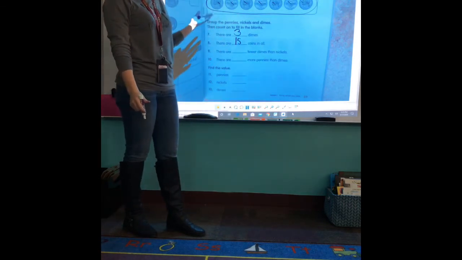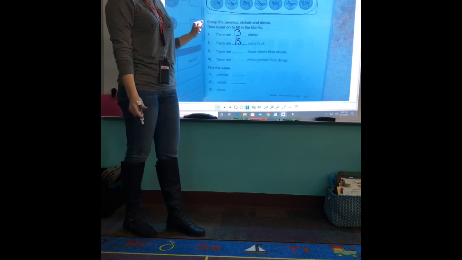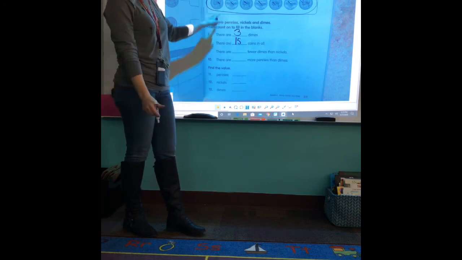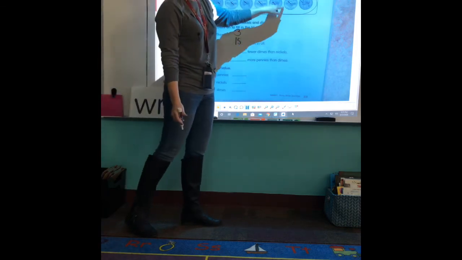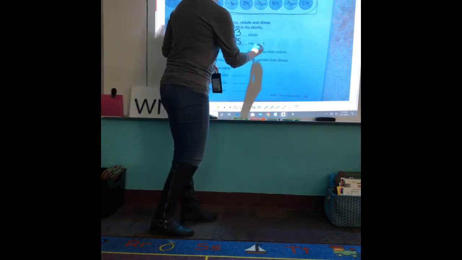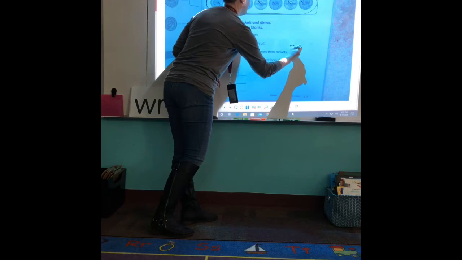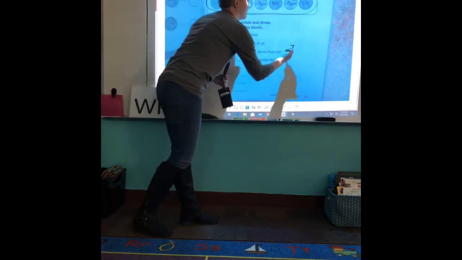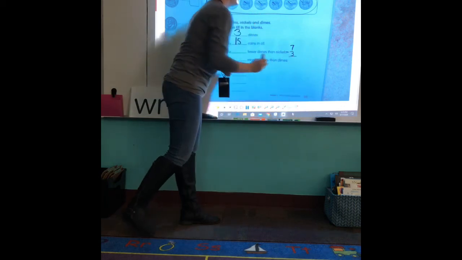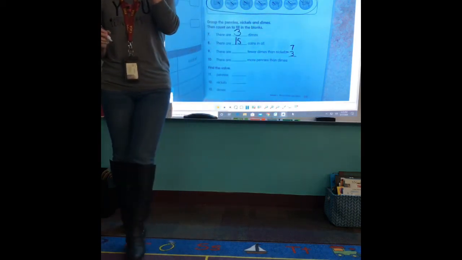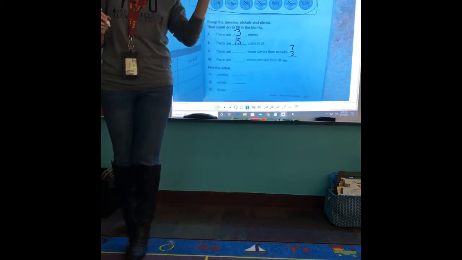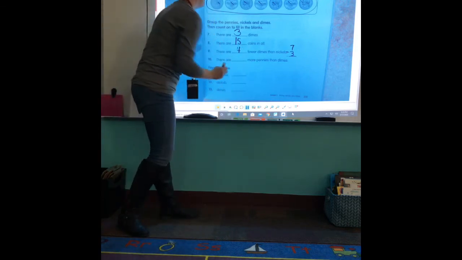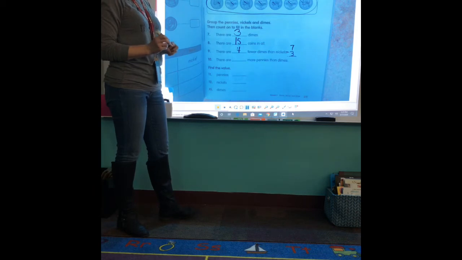How many fewer or less dimes do we have than nickels? Well, how many nickels do we have? 1, 2, 3, 4, 5, 6, 7. We have 7 nickels. How many dimes do we have? 1, 2, 3. 7, take away 3, blow it into your hand. Release it. Great job. 4. There are 4 fewer dimes than nickels.